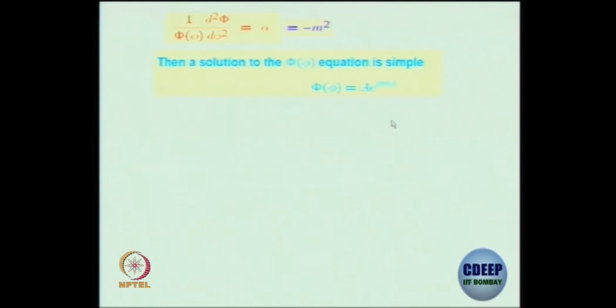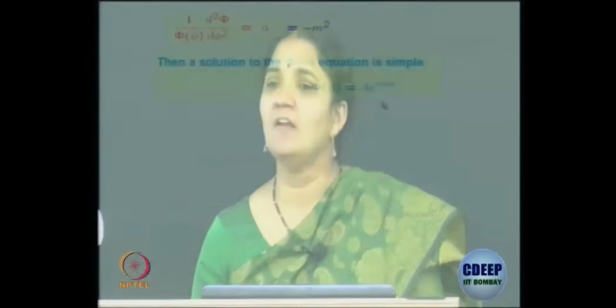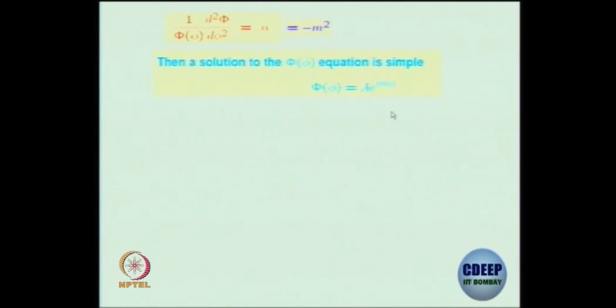The single valuedness of the wave function in the angle coordinates, unlike your free particle on the real line, which was e to the i kx where k can be anything. Here, if you put it on a circle or an angular coordinate with identification of 0 with 2 pi, you will be forced to choose m to be only integers. That is why the magnetic quantum numbers are also integers, which is consistent.